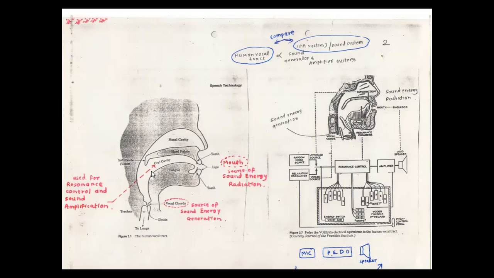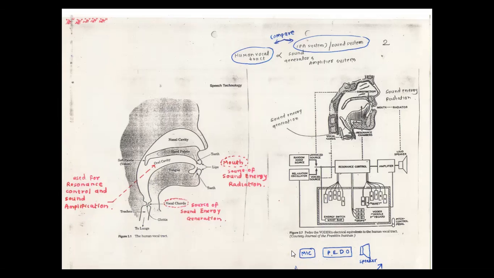So let us say the oral cavity is used for resonance control and sound amplification. Actually, the source of sound energy generation is the vocal cords. Then the oral cavity is used for resonance control and sound amplification. And finally the mouth is nothing but a radiator.